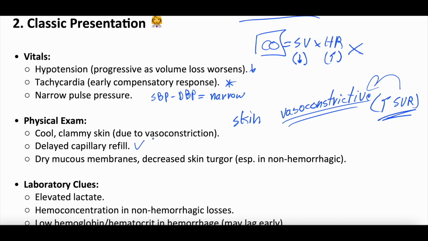You're going to have delayed cap refill, which just suggests that you're not delivering enough blood to your tissues. And usually have dry mucous membranes, decreased skin turgor, all this suggests hypovolemia, volume down.